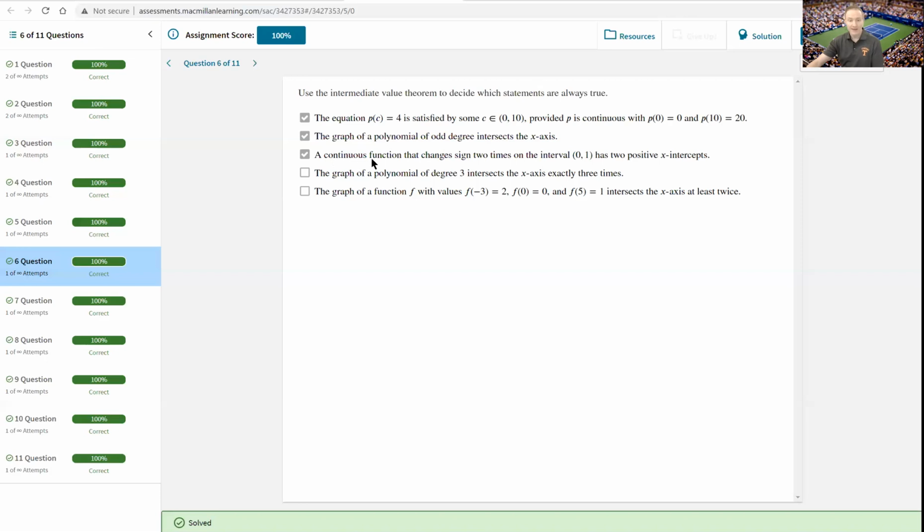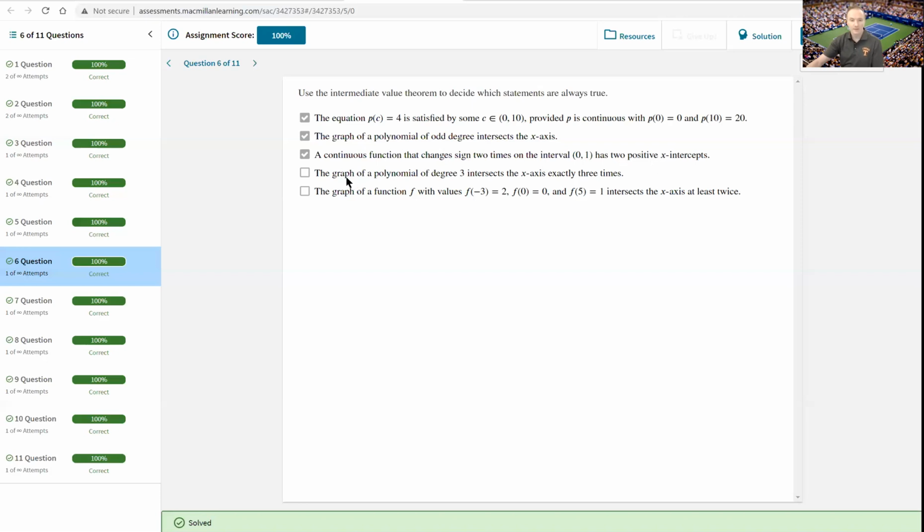The third one here, a continuous function that changes sign 2 times on an interval 0 to 1 has 2 positive x-intercepts. Well, yeah, obviously. If it's going to change signs 2 times, it's going to go from positive to negative back to positive. So it's changed sign twice. The only way to have that is that it's had 2 x-intercepts in between 0 and 1, which would be positive x-intercepts. That one's an easy one.